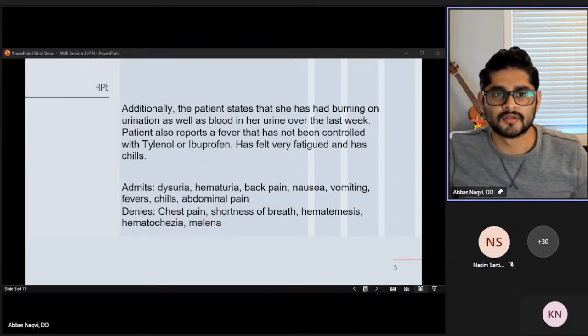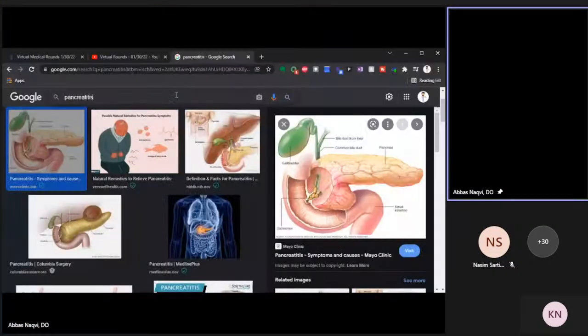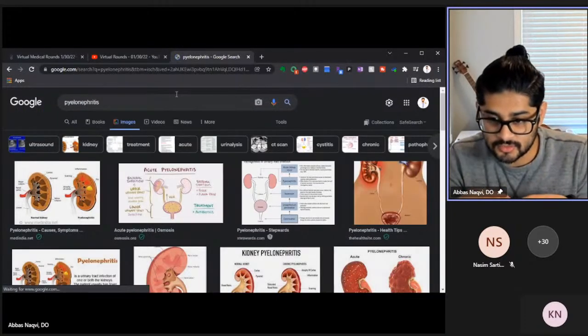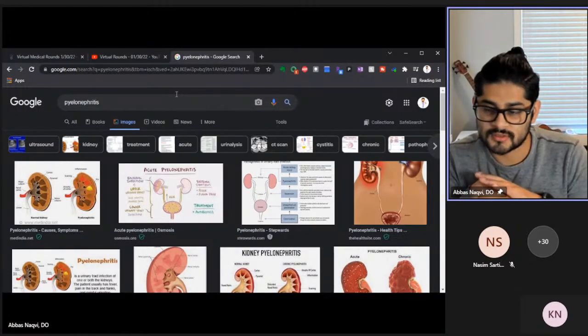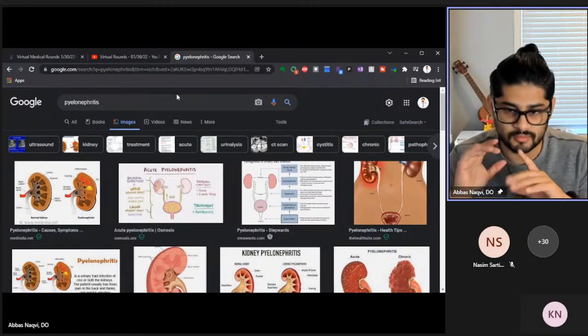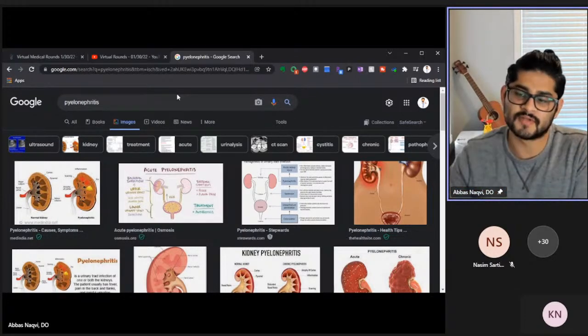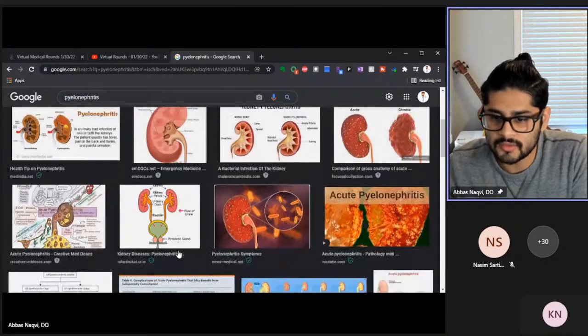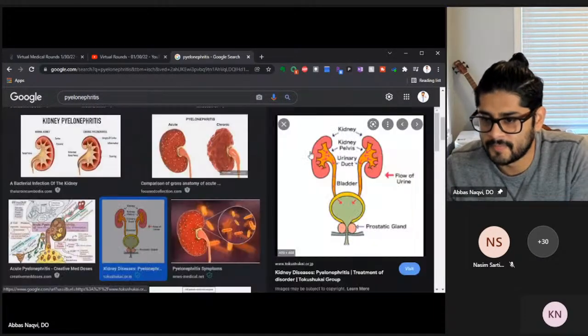So we're gonna switch the screen again. Let me see. So, and this is what I would encourage you guys to do. If you don't know about something that I'm talking about, just Google image, and there's a ton of diagrams that are actually really helpful. So pyelonephritis, this is a decent one.